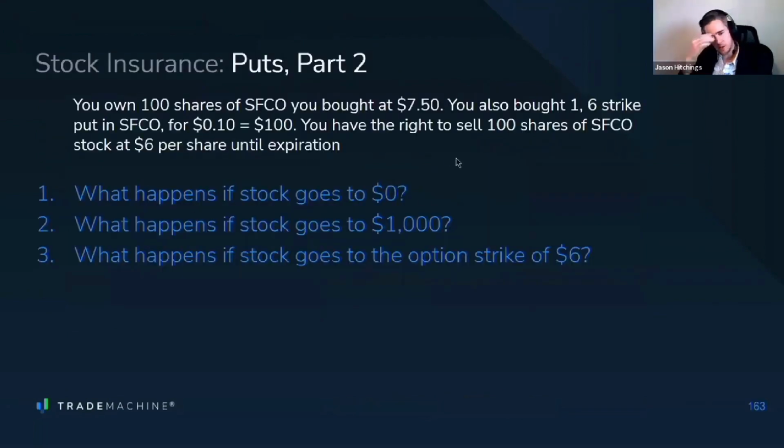So if you combine these two things, let's ask ourselves the questions. You have 100 shares of Safeco at $7.50, and you also bought a put. One put gives you the right to control 100 shares, and you bought the put at $6 for Safeco. So this actually is for $10 here. It's 100 shares times 10 cents, so that's $10. So you have the right to sell 100 shares at $6 up until expiration. So what happens if the stock goes to 0?